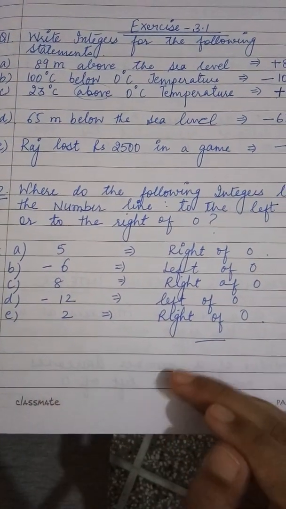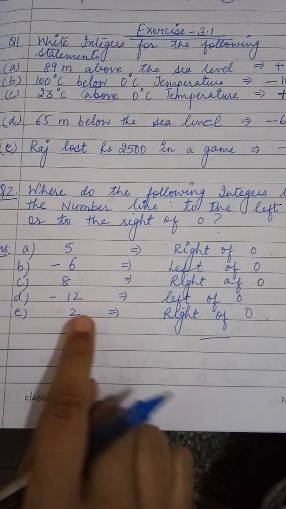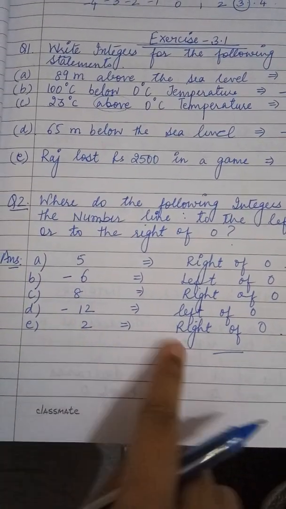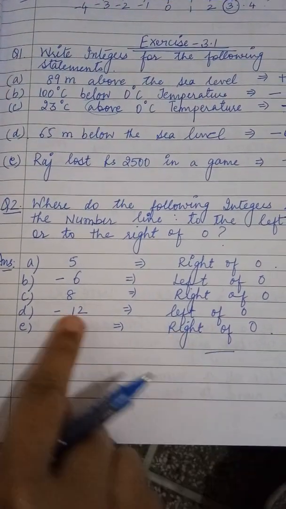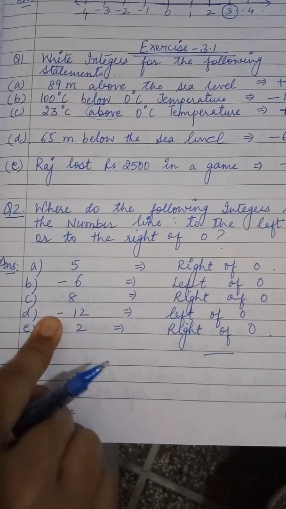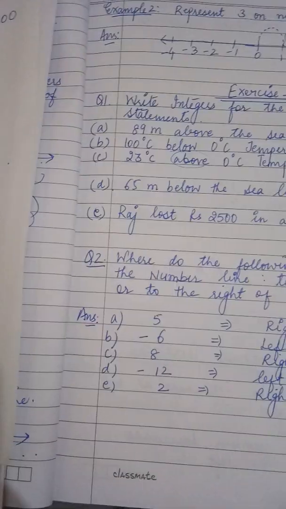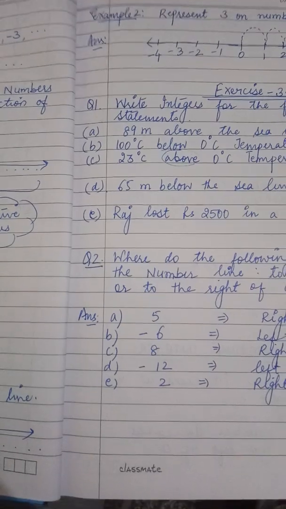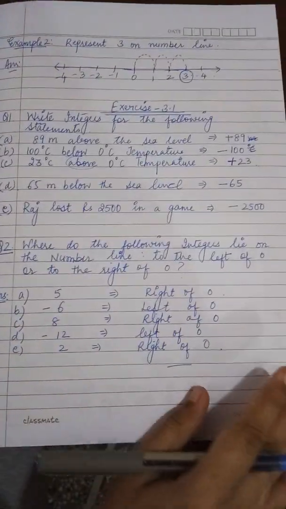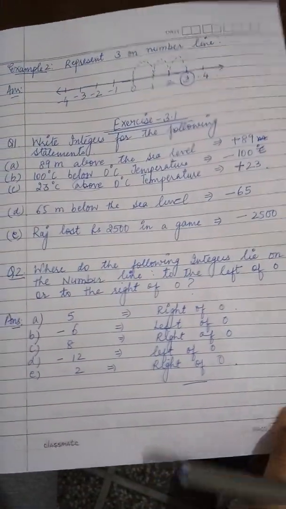Positive numbers, positive integers are all to the right of 0. This 2, no sign is there, that means it is to the right of 0. Minus 12, minus is to the left of 0. Fine. So this was your question number 2. These questions they have asked basically just to test your basic knowledge.